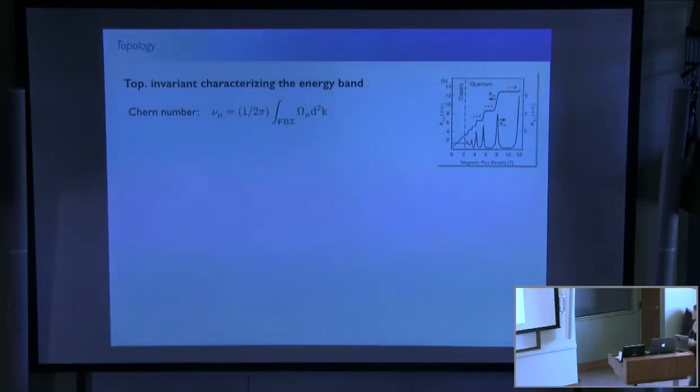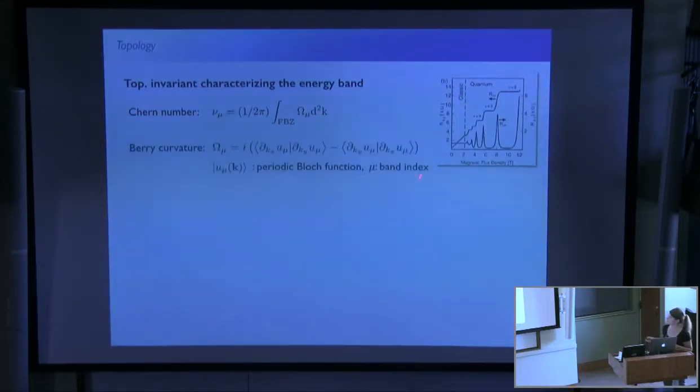So in the single particle framework, you can characterize the topology of an energy band in terms of its Chern number. The Chern number is simply the integral over the Berry curvature of the first Brillouin zone. And the Berry curvature characterizes the topological geometry of the energy band. So u is the periodic Bloch function, and the Berry curvature tells you how the eigenstates evolve as a function of kx and ky in momentum space.